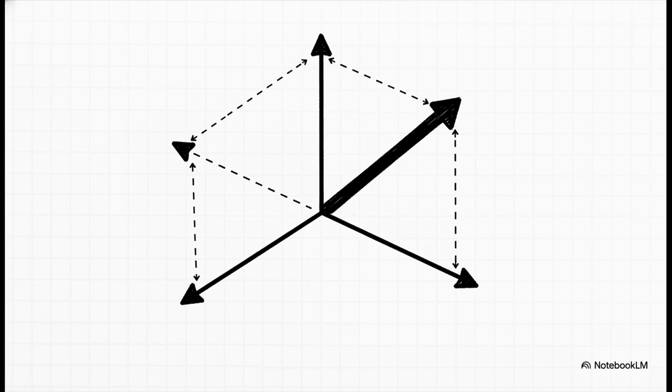Now, why does this matter so much for your midterms? Because by breaking a complex diagonal vector down into these independent straight line components, you make your calculations significantly easier. Want to know the total magnitude? You just apply the 3D Pythagorean theorem and you're good to go.